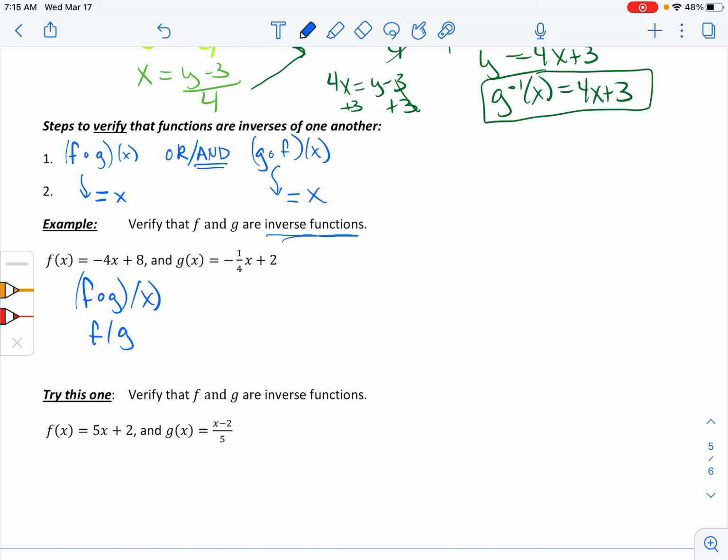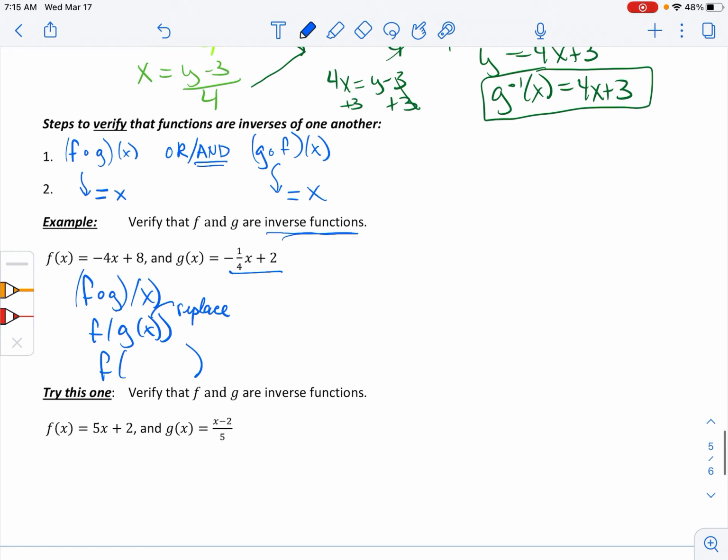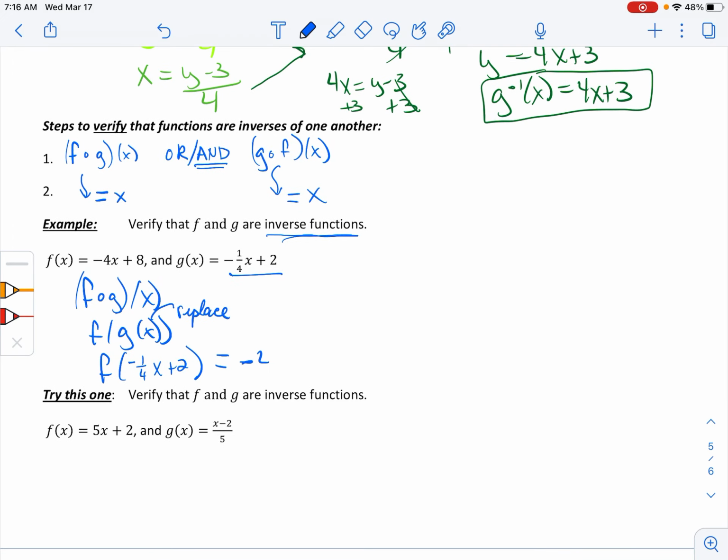So f of g of x, that's how we rewrite it first. Now, this is just replacement. Remember, this just means replace. So that gives me f of, what's g of x? All of this, negative 1/4 x plus 2. So now, everywhere in f that I used to have an x, I'm going to plug all of this. So negative 1/4 x plus 2.